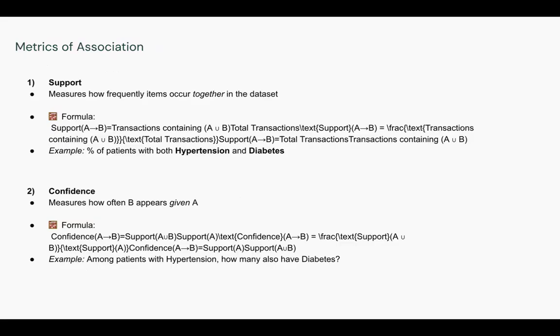So the next question was going over the different types of metrics of association, which are used to evaluate the strength of association rules. Support measures how often items occur together. For example, what percentage of patients had both hypertension and diabetes? Confidence shows how likely one condition appears given another. For instance, how many patients with hypertension also have diabetes?